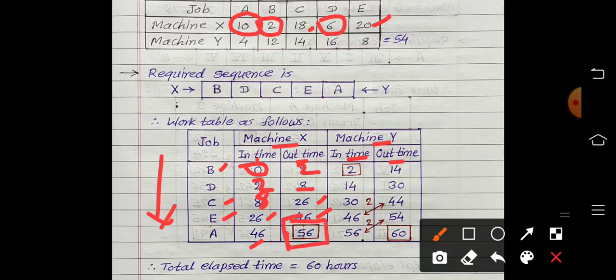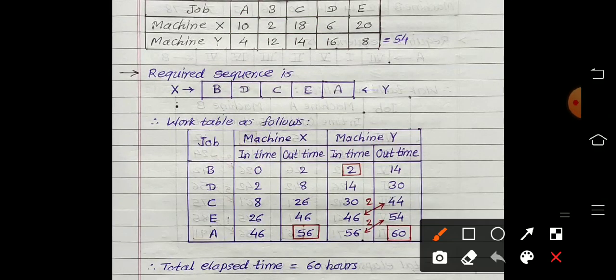Now the B job starts after the 2 hours on machine Y. Check it now. So this B job starts on machine Y from the second hour. Clear? So what is the time required for the B job on machine Y? Check now, 12. So 2 plus 12 is 14. Next, check this 14 and 8, which is the maximum that we enter here in the time of the second machine Y.